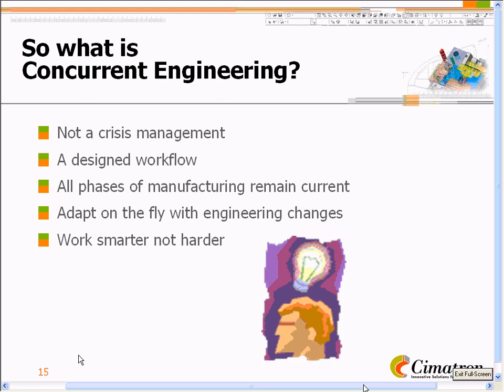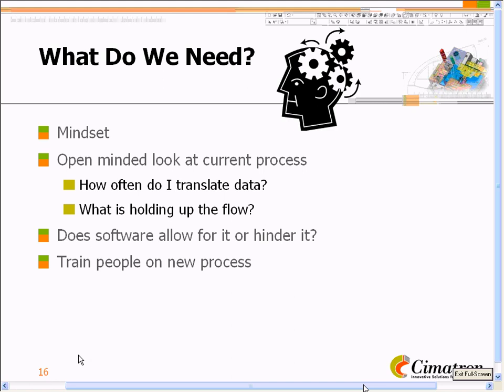So what is concurrent engineering? Well, for one thing, it's not crisis management. It's not the design system for jumping in when things have gone bad, but actually the system is designed at the very beginning to avoid the crisis. It means a design workflow where all phases of the manufacturing can look in on the concurrent process and they will all remain current. It means being able to take an engineering change and adapting to it on the fly and still keep all your processes current. It means working smarter, not working harder, or working in a panic.